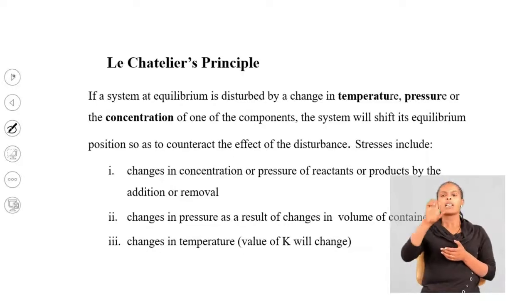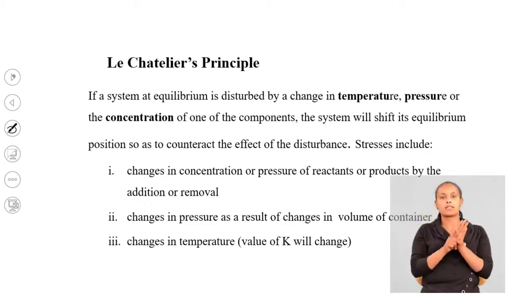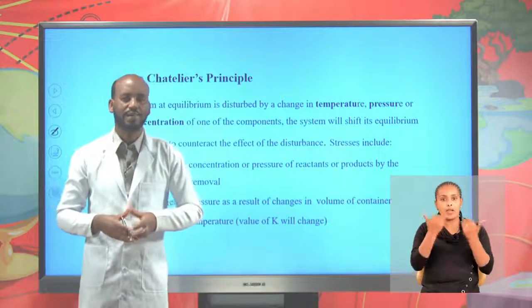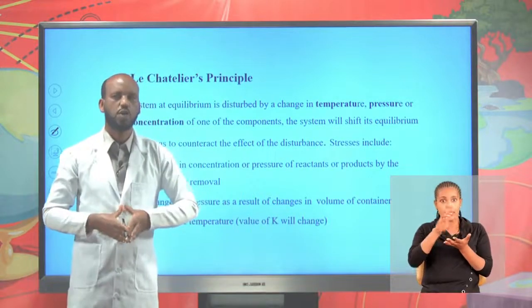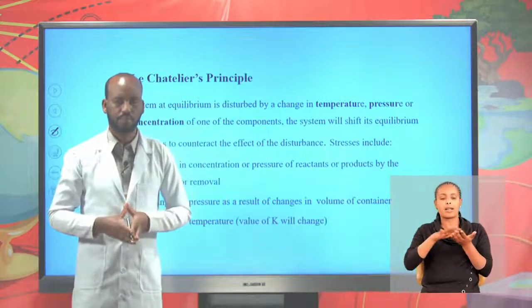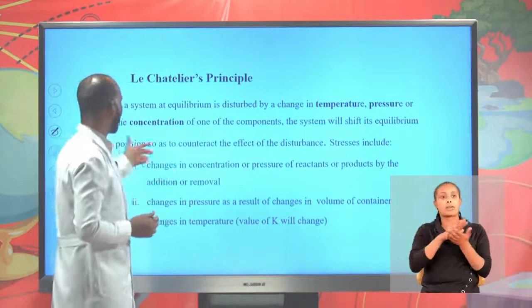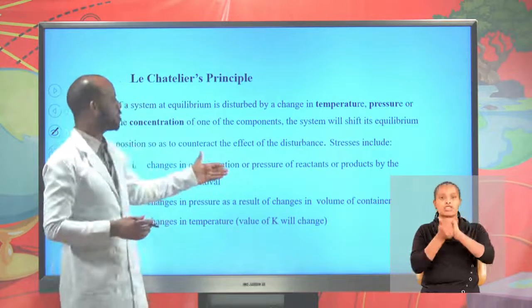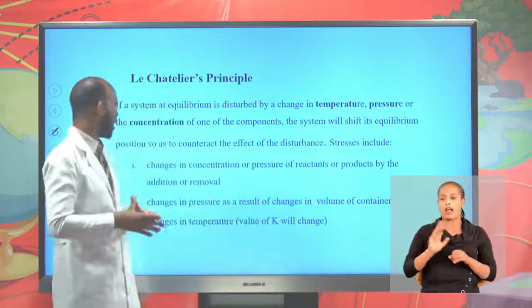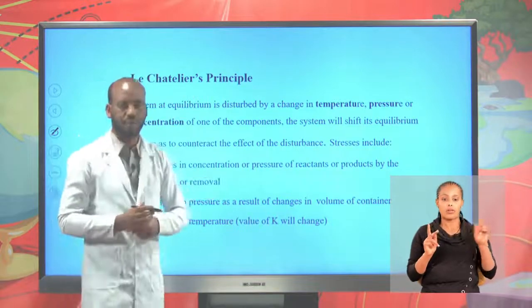Le Chatelier's principle. Le Chatelier's principle states that when a system at equilibrium is disturbed, then the system will shift its equilibrium position so as to counteract the effect of the disturbance. Now, what are the disturbances according to Le Chatelier's principle? The disturbances are this: change in concentration or pressure of reactants or products by the addition or removal.